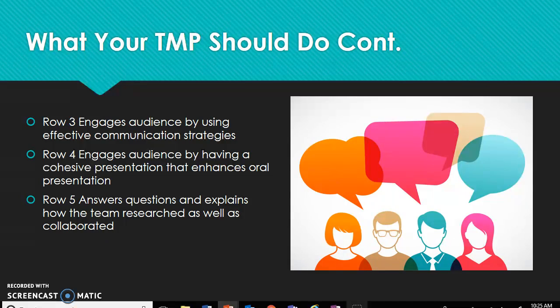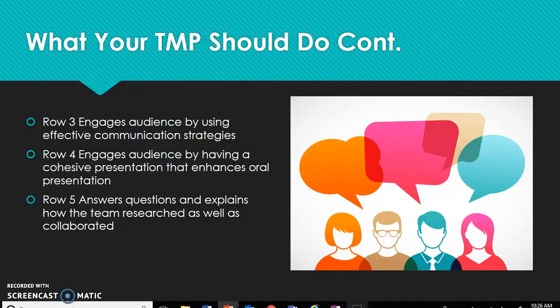Row 5, it answers questions and explains how the team researched as well as collaborated. So when I ask you guys a question, whichever type of question I ask you, whether it's about your research process or about how you guys work together as a team, you need to answer the question. One, you need to make sure you understand the question and answer it. I would advise you guys to look at the oral defense questions and review them because you will hear them again.